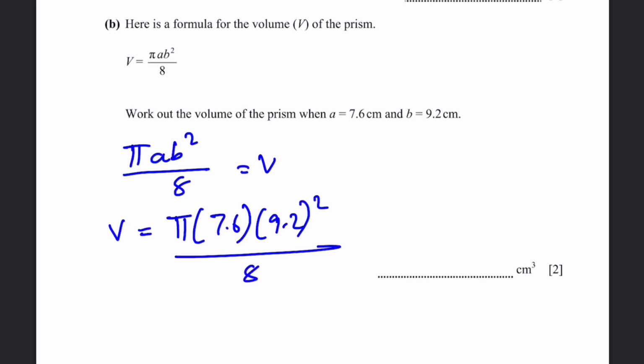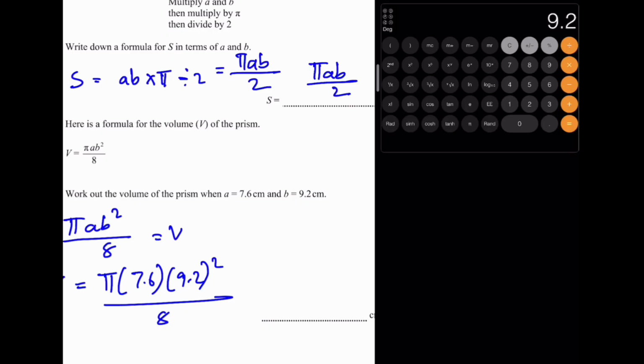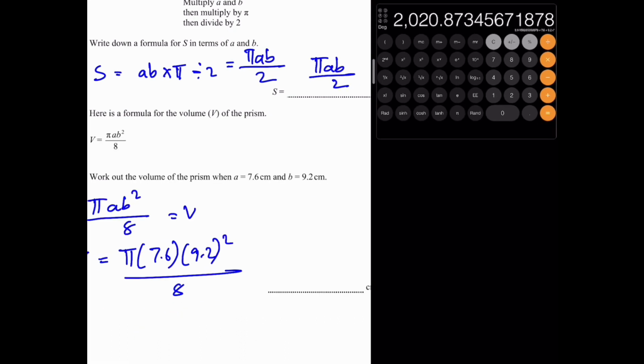Now let's get our calculator out. 9.2 squared, we do that first. Multiply by 7.6 and then multiply by pi. Now all we need to do is divide this by 8. So let's do that. And we get the answer as 252.61 centimeters cubed to 2 decimal places. That's the answer.